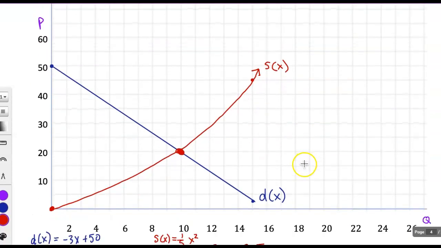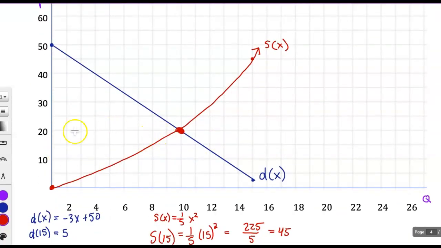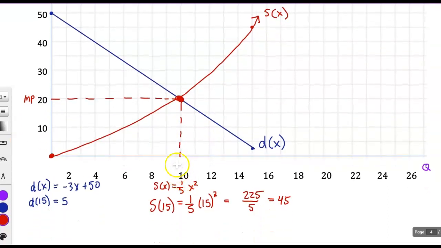Now, remember, what we do now is we go over to the y-axis, and that's going to be my market price. So here's my market price or equilibrium price. And then down here is my equilibrium quantity or market quantity, however you want to call it. So I'm just going to call them both market because I think it makes it the easiest.